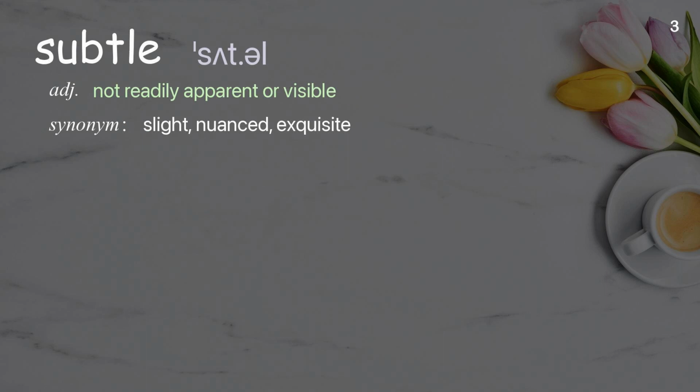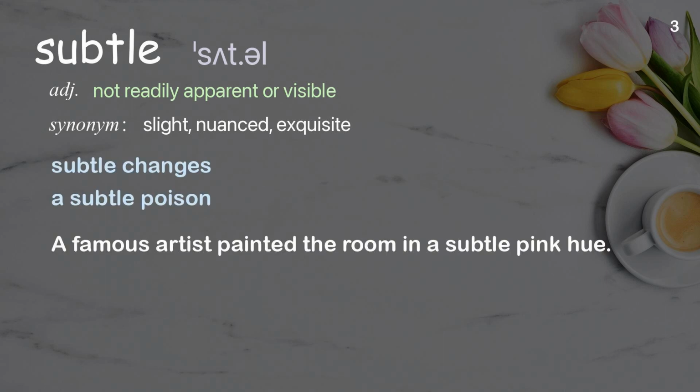Subtle. Not readily apparent or visible. Examples: Subtle changes. A subtle poison. The room was painted in a subtle pink hue.